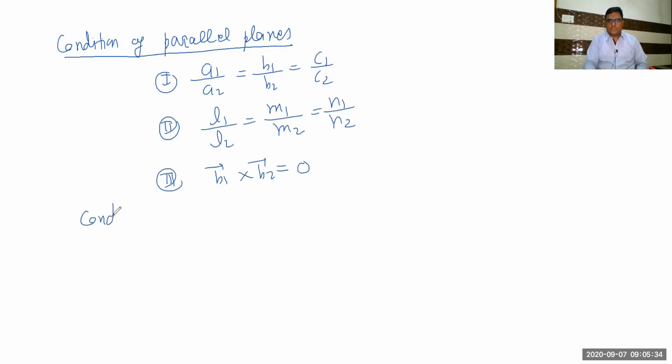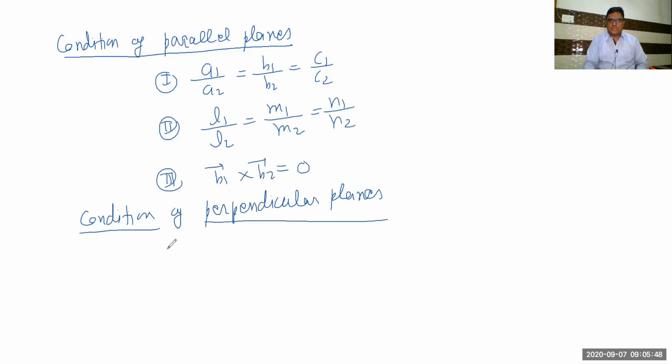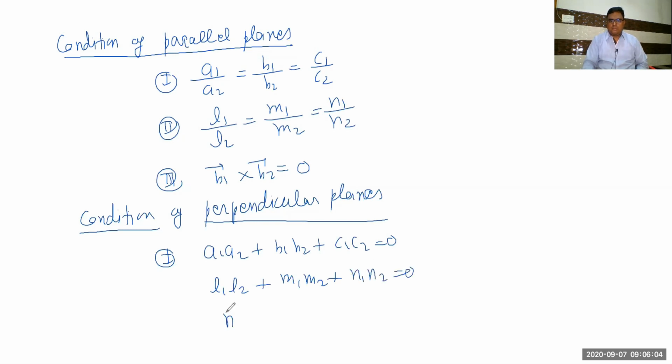On the other hand, condition of perpendicular planes. If two planes are perpendicular, then the following conditions are satisfied: A1 A2 plus B1 B2 plus C1 C2 equal to 0, L1 L2 plus M1 M2 plus N1 N2 equal to 0, and n1 vector dot n2 vector equal to 0.